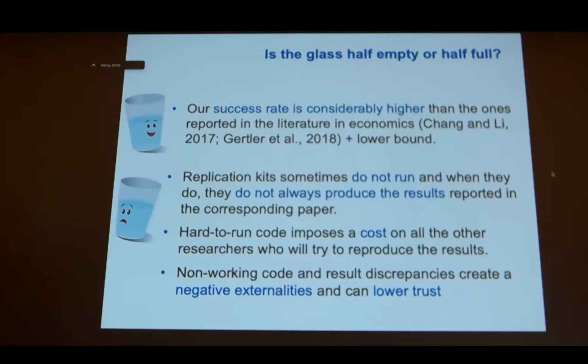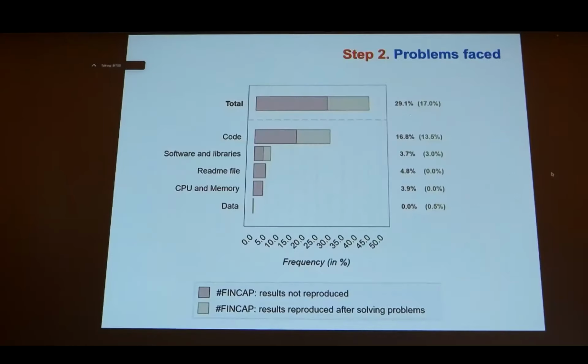And some of them are not working. So it creates a negative externality. Think about a PhD student running that code and then being unable to say what this scientific field is about. So it's really problematic. So the rest of the analysis here is to understand why we don't have a success rate of 100. We analyze all the problems we faced.